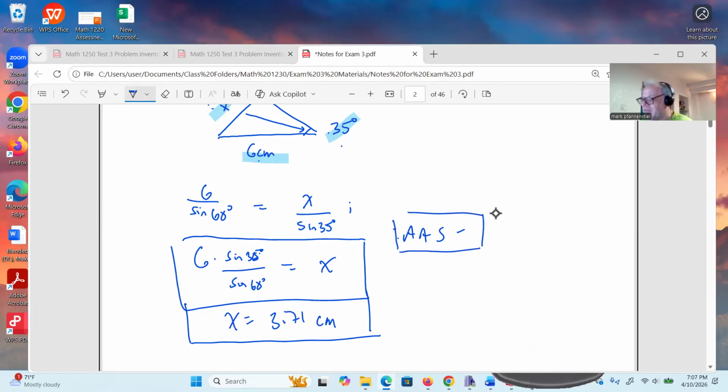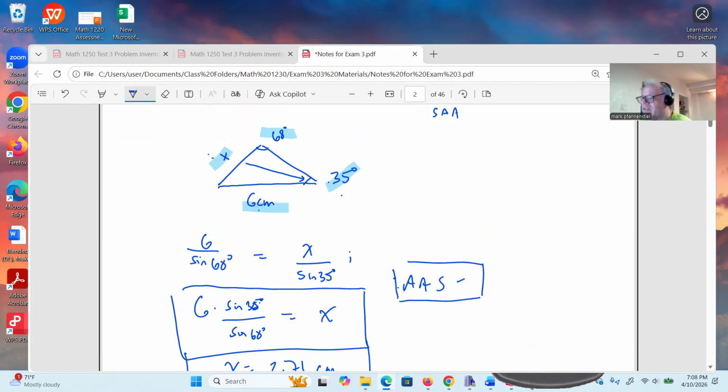Could I have used law of cosines? No, because with law of cosines we need two sides and the angle between them, and we don't have that. So it's important to take an inventory, see what you have, and apply the correct formula.